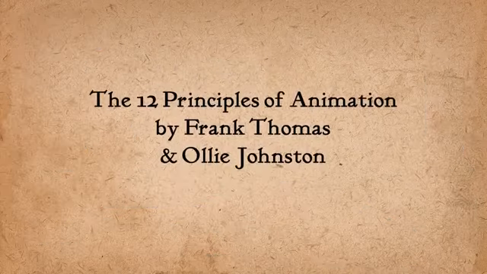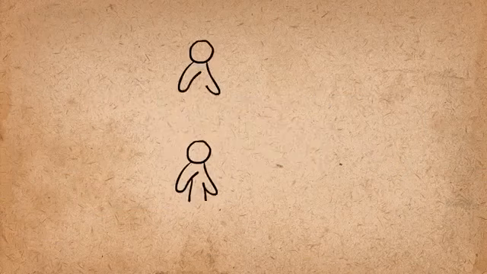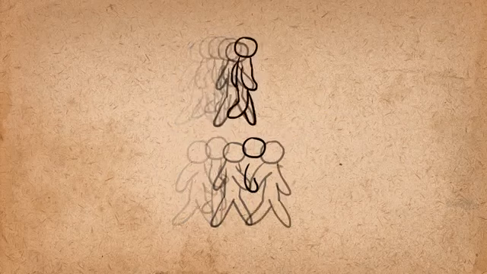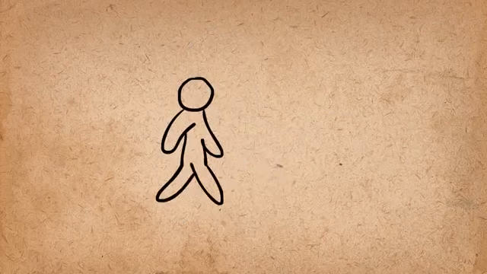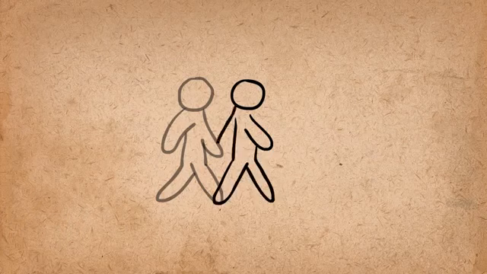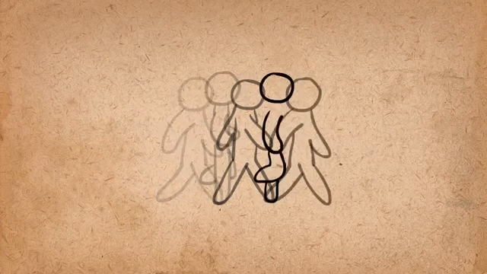Alright, so the fourth animation principle is called straight ahead and pose to pose. This term describes 2 methods used to animate drawings. The first method, straight ahead, is where you draw the first drawing, and then you draw the second drawing, and then the third drawing, and so on. It's basically animating as you go. The second method, pose to pose, is where you draw the beginning and end of each main pose and go back later to fill in the drawings in between.